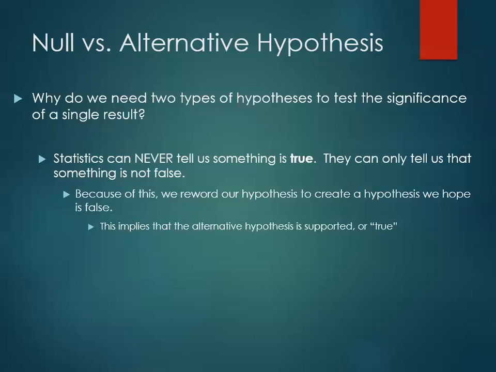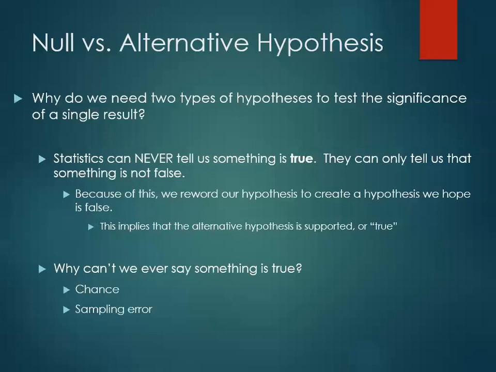So we basically set up this straw man, and then we look to see what are the odds that that straw man is false. And if the odds of the straw man being false are really high, then we're going to reject that null hypothesis, and we're going to say we side with the alternative. We conclude that there is a difference between the men and the women. And so here's this: why can't we ever say something is true? It's because of chance and sampling error.